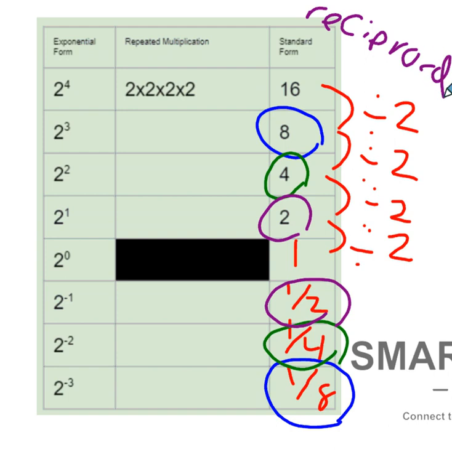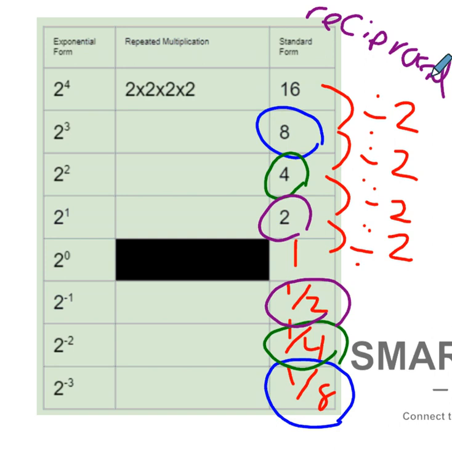And reciprocal is a fancy word for flipping the fraction. So whatever was the numerator becomes the denominator, and whatever was the denominator becomes the numerator. And remember, the number 8 really just means 8/1. So really interesting pattern that we see developing.